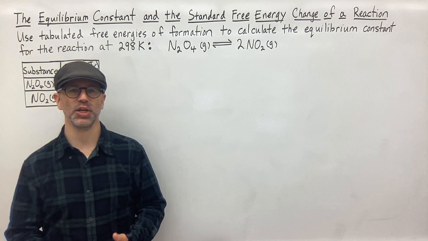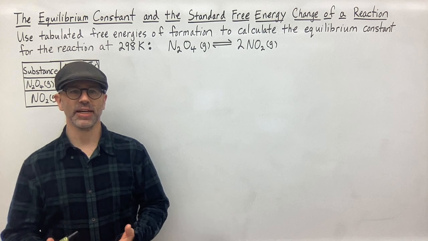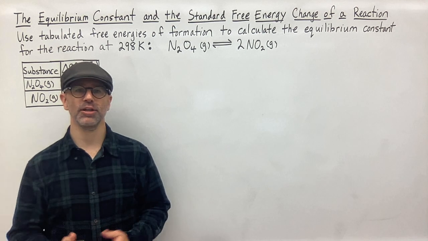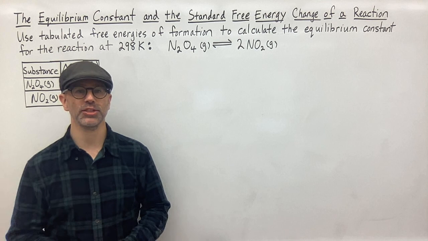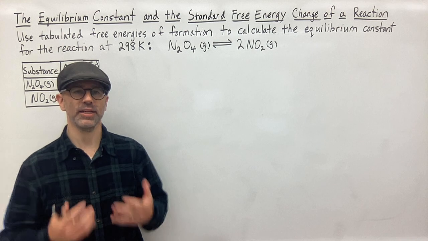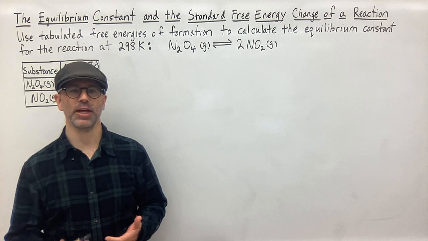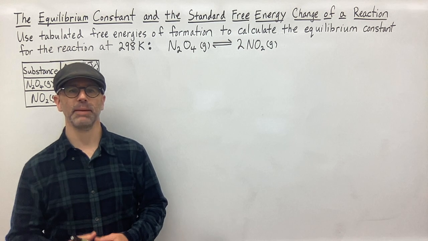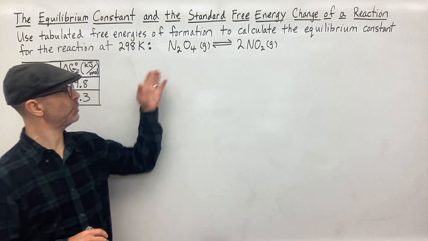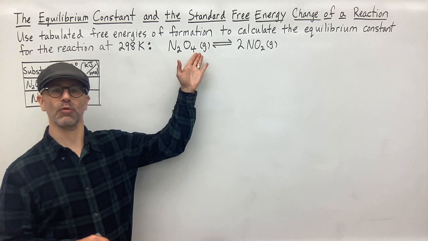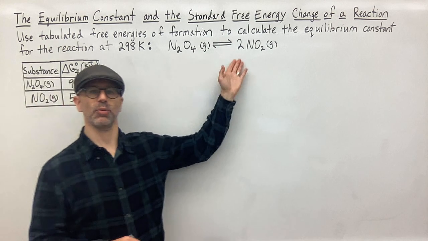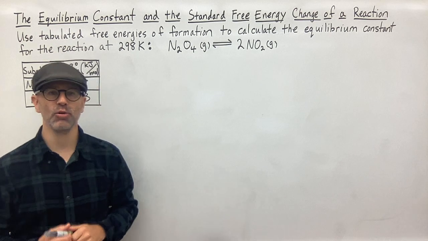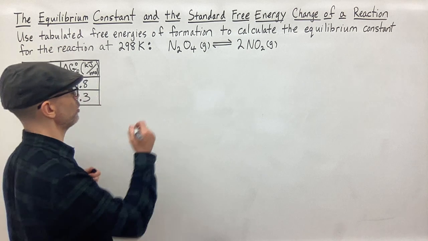My name is Mr. Kovald, and in this video, I'm going to show you how to find the equilibrium constant from given standard free energy changes of a reaction. So in this problem, we're going to use some tabulated free energies of formation to calculate the equilibrium constant of a particular reaction. The reaction we're working with is N2O4 gas in equilibrium with 2NO2 gas.